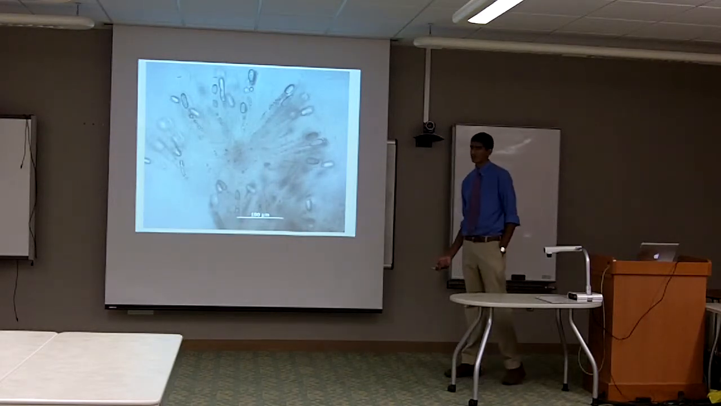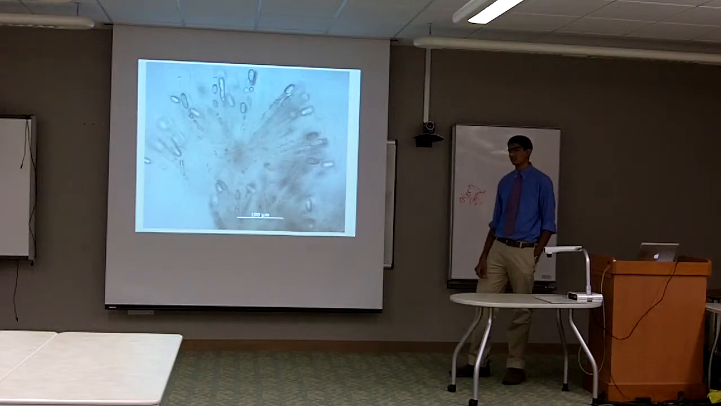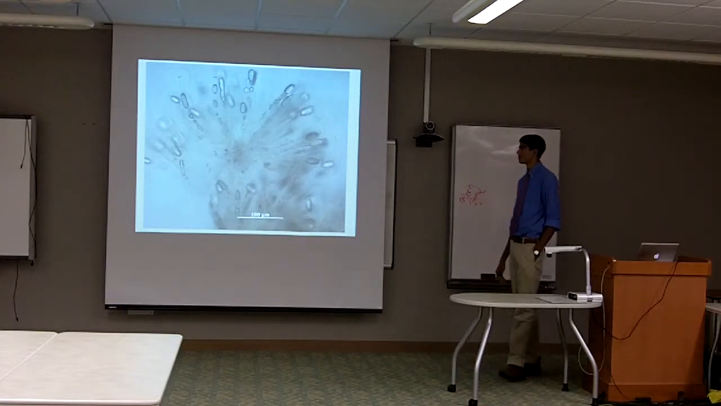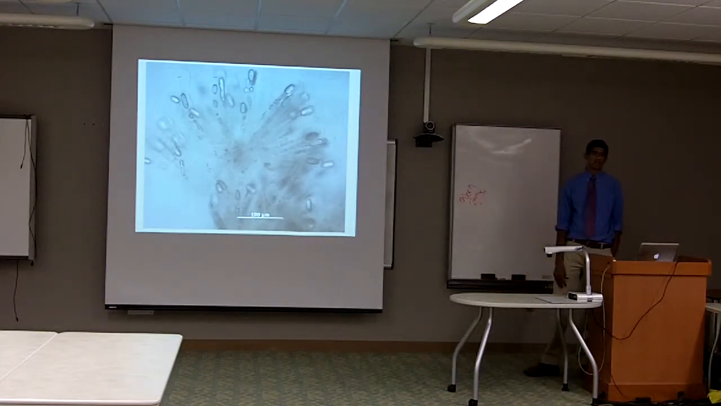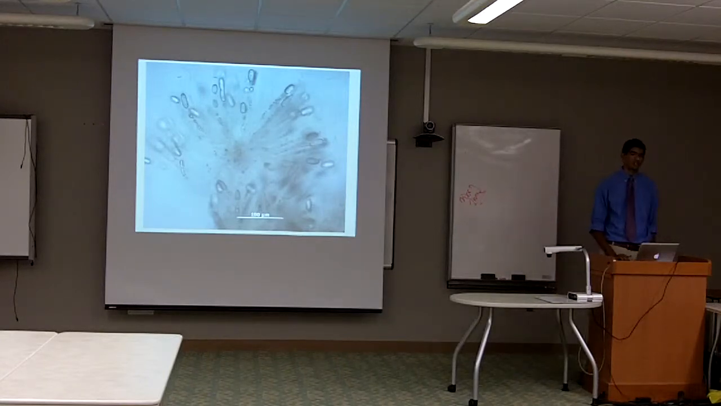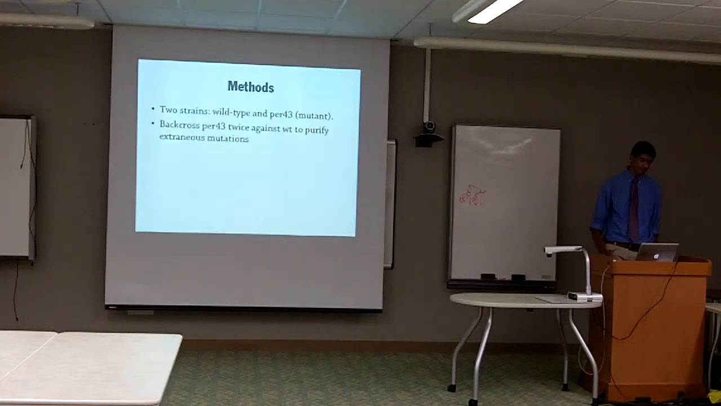So this is all to show you that this mutant, PER43, is having a lot of trouble producing spores. And basically, the aim of my project is to figure out why this mutant is having so much trouble producing spores, which will actually tell us more about the mechanism behind spore production and discharge in the fungus. So here are the methods I'm going to use to accomplish that goal.